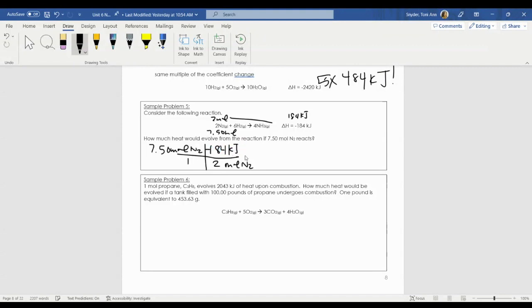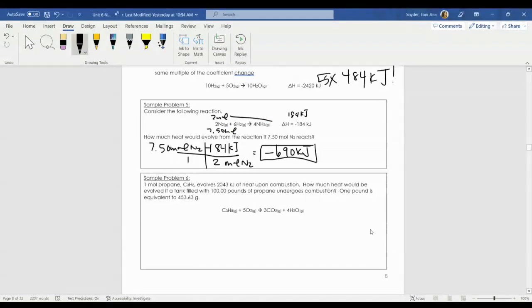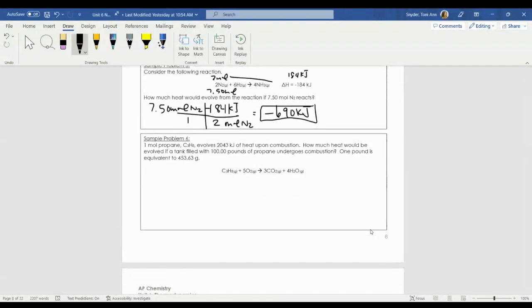If you want, you can keep the negative sign for this because then you would get a negative value, which makes sense. So, judging from that, that's it, right? If you have 7.5 moles and 2 moles releases 184 kilojoules, you would release negative 690 kilojoules of energy. So now I'm including not just the stoichiometry here, but I'm also including this heat of reaction. So keep that in mind as we keep doing more examples with these.